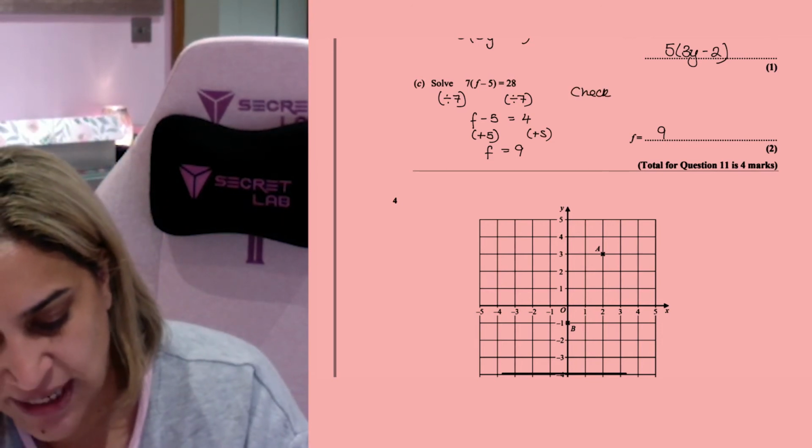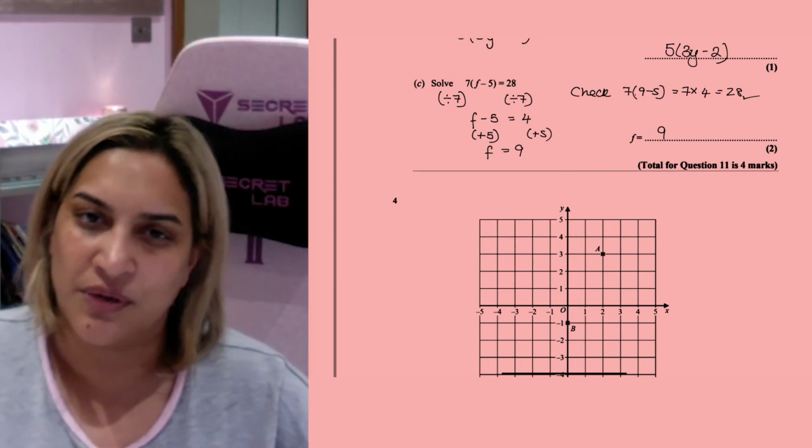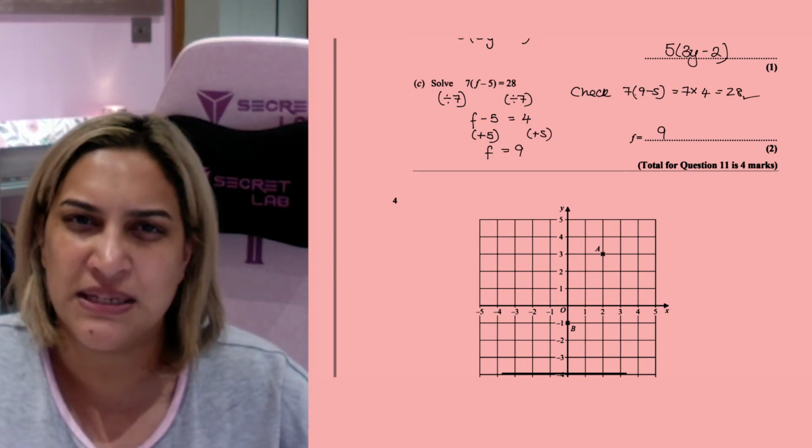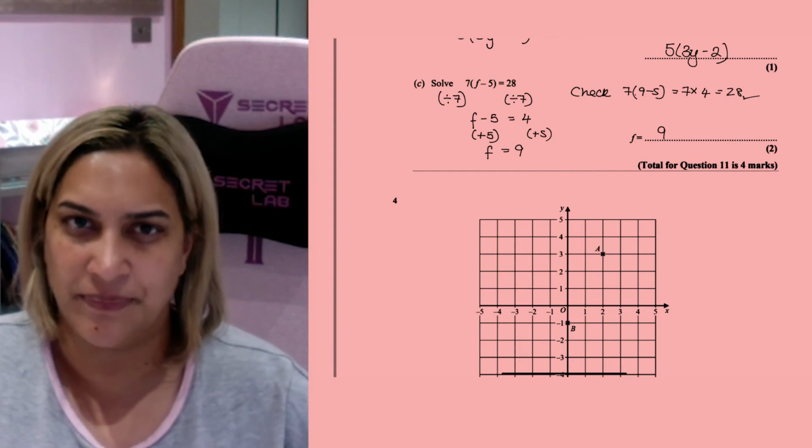And again, you can always check these. So you can do a check. 7 times 9 minus 5, which is 4, which is 28. And you can always sort of check that you've done it right. And that's not a stupid idea to have that check constantly there.